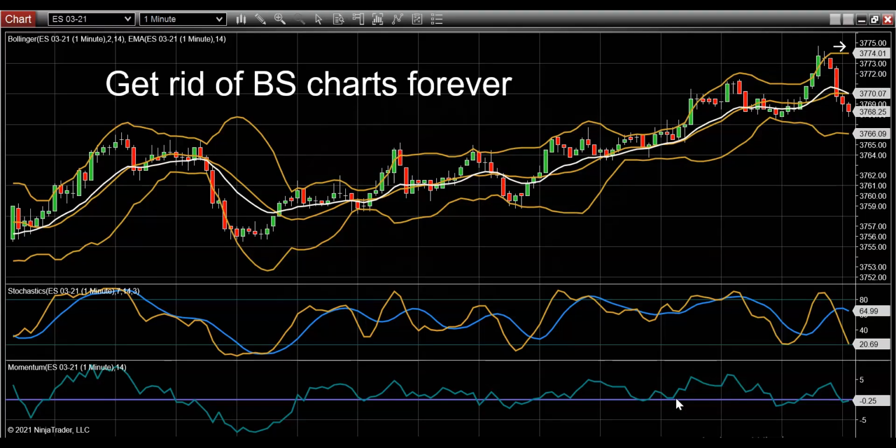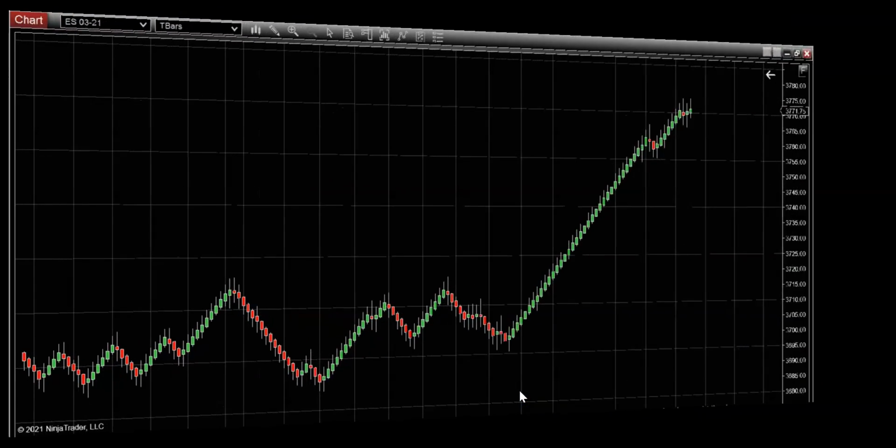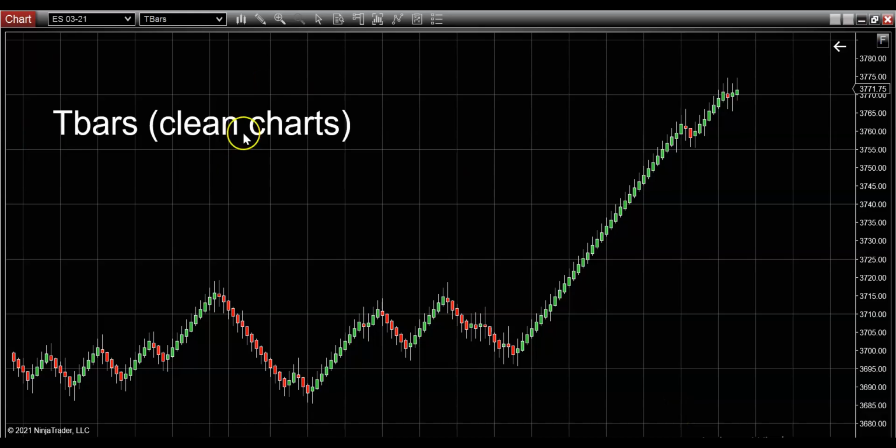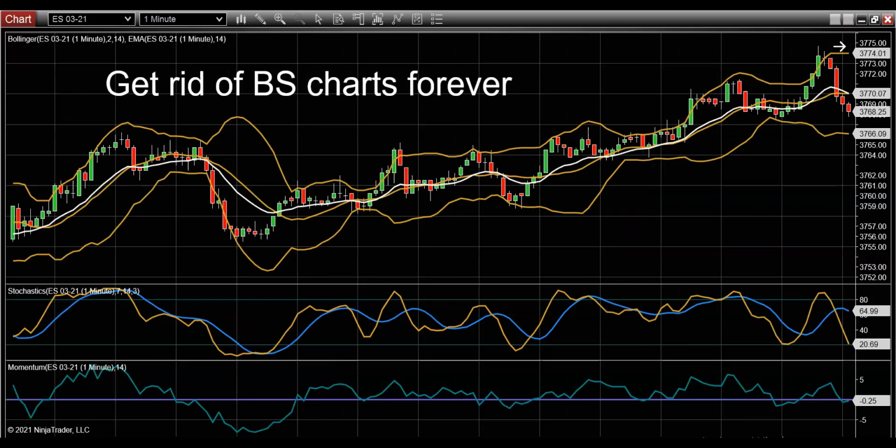So watch this. I'm going to show you my charts with one click of your mouse. You're going to transform this chart right here, and you're going to make it look like this, okay? For anyone who's wondering, this happens to be my proprietary custom T-bars charts. I call these the clean charts because obviously these charts are a lot cleaner than these charts. Okay, so that's step one in the roadmap.